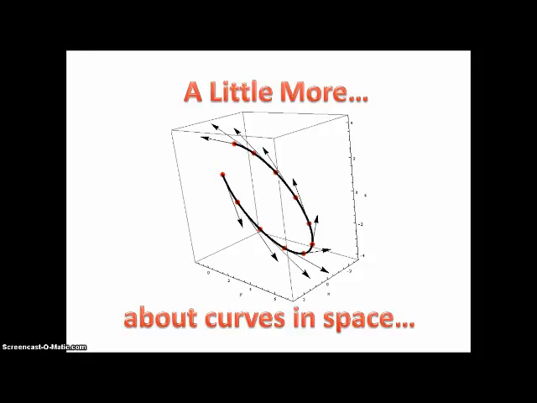So if they are velocity vectors, they not only show the direction in which the particle or the object is moving, but the length of these velocity vectors denotes the speed at which the particle is moving at each point.